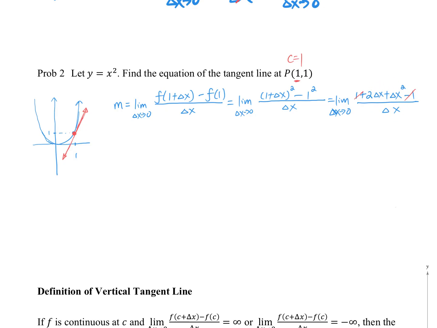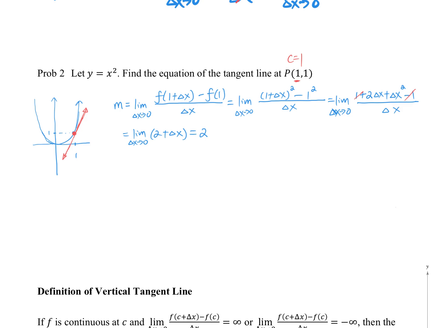So it is equal to 2 delta x divided by delta x is 2, and delta x squared over delta x is delta x. So we have 2 plus delta x. Now time for us to plug in this delta x, which is 0, then we're left with 2. So the slope is 2.